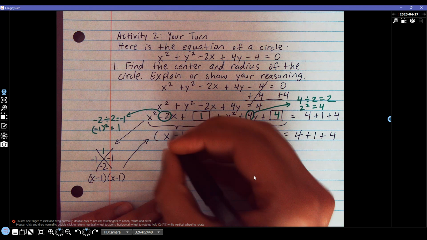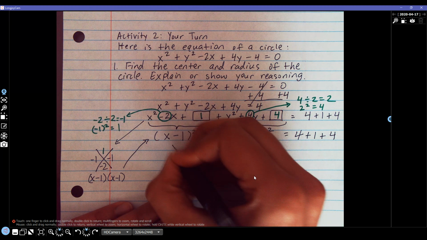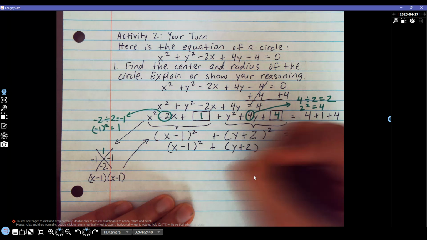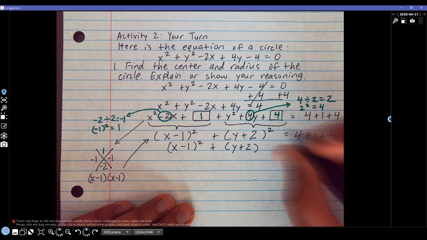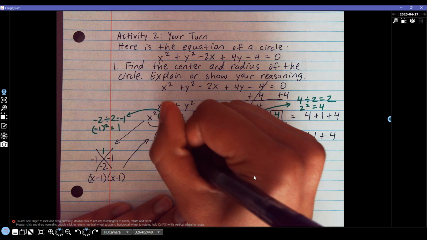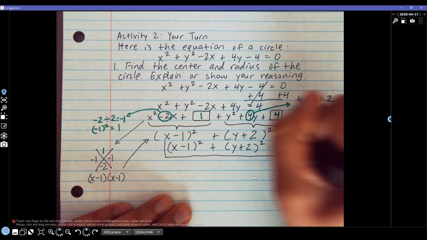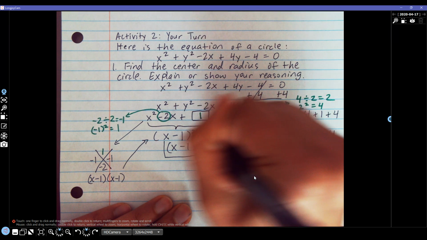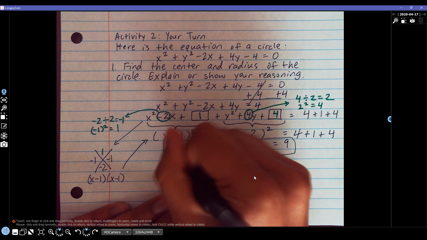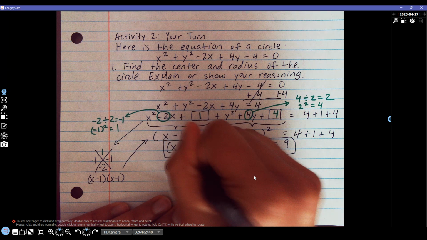Our final equation, we will have x minus 1 squared plus y plus 2 squared is equal to 4 plus 1 plus 4, which is 9. Okay, so this is like our standard form of our circle over here. The question is asking us to find the coordinates of the center and the radius.